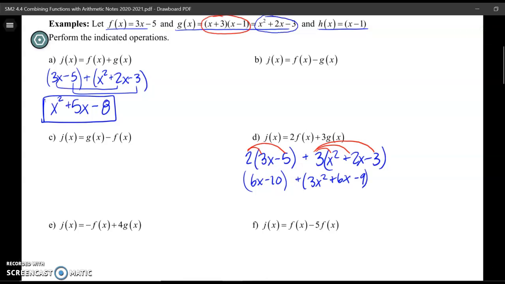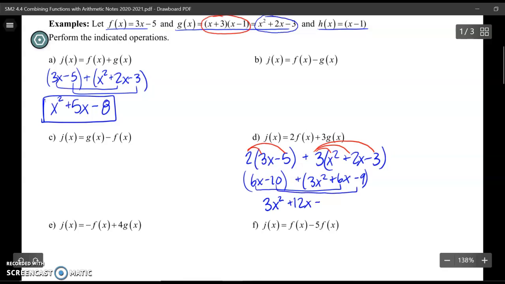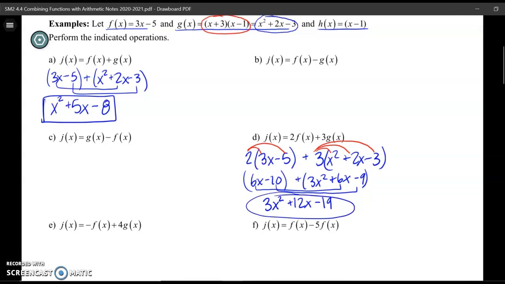And now I can start combining terms. I have one term that has an x squared in it, so 3x squared. I have a 6x plus a 6x, which is 12x. And then I have a negative 10 and a negative 9, which combine to give me negative 19. So then 3x squared plus 12x minus 19 will be my final answer.